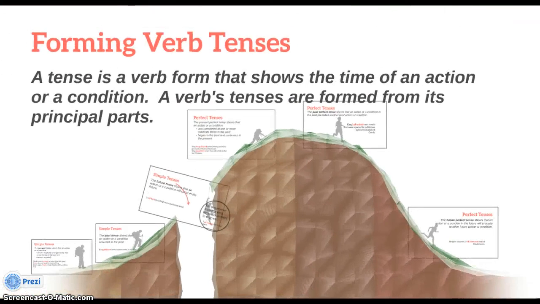Verb tenses let us use various verb forms so that we can put events that we're writing about in perspective from a time situation. That way our reader knows what happened and when it happened. So it is important to understand how to use the different verb tenses.